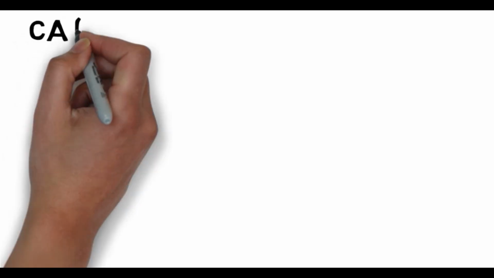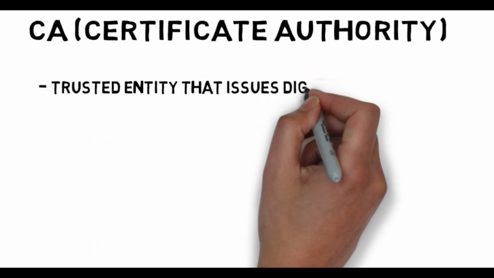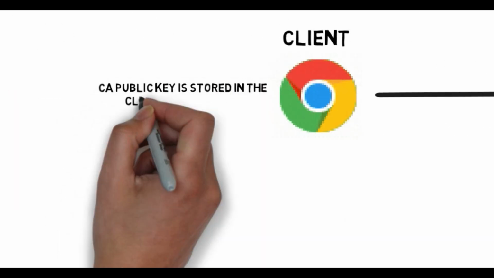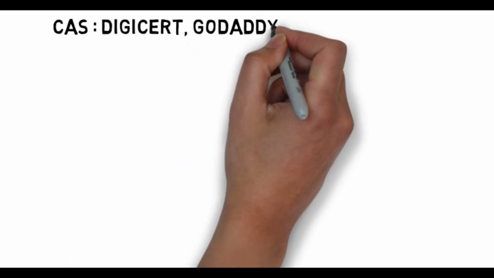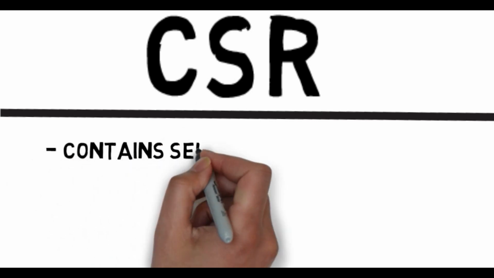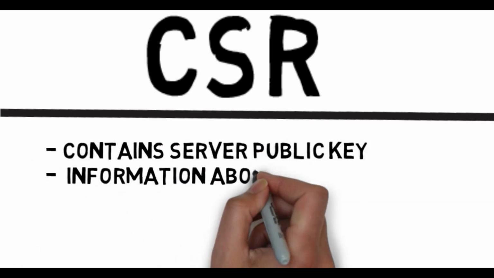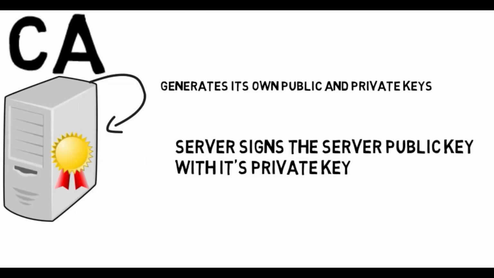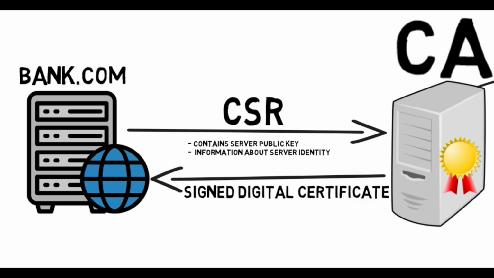This is where the CA, Certificate Authority, comes into play. A CA is a trusted entity that issues digital certificates. The client trusts the CA because the CA public key is stored in the client web browser. There are many CAs like DigiCert, GoDaddy, GlobalSign, and others. The CA generates its own public and private key, and when the server, bank.com, wants to prove its identity to the client, it sends a certificate signing request, a CSR, to the CA containing the server public key and information about its identity. The CA then signs the server public key with its private key and issues a digital certificate to the server, in our case, bank.com.